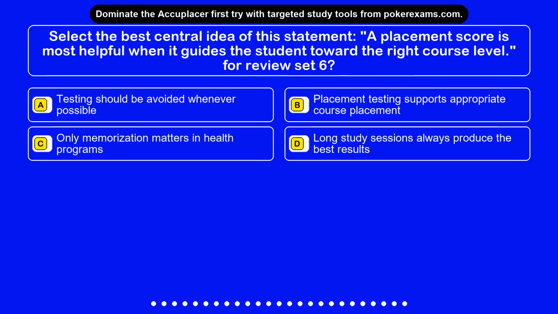Question 13. Select the best central idea of this statement. A placement score is most helpful when it guides the student toward the right course level. For review set 6. Option A. Testing should be avoided whenever possible. Option B. Placement testing supports appropriate course placement. Option C. Only memorization matters in health programs. Option D. Long study sessions always produce the best results.